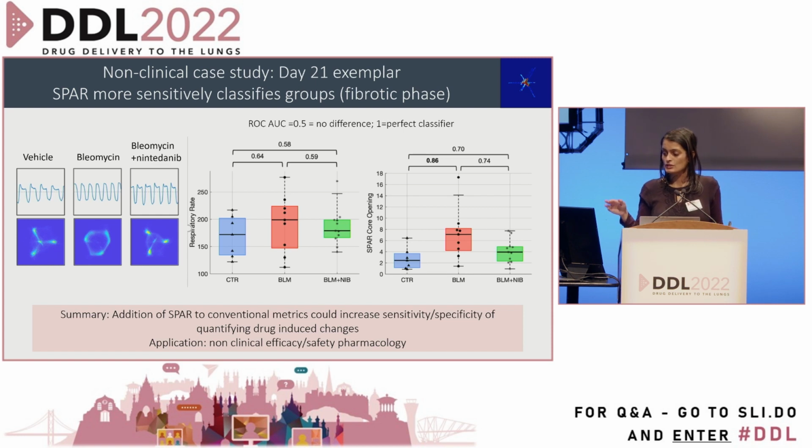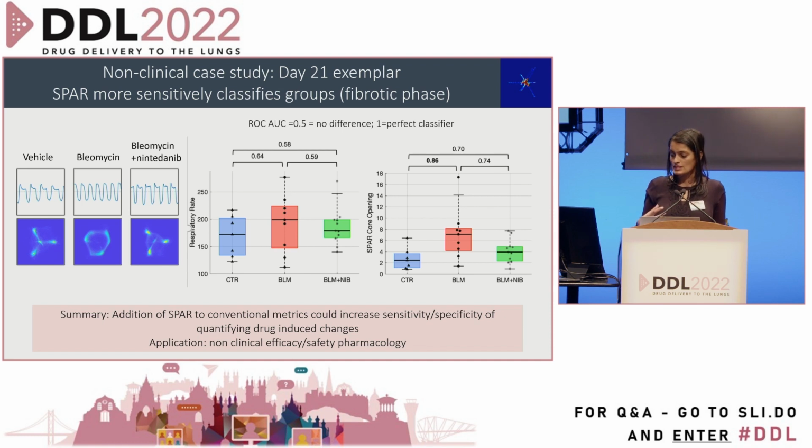And what you can see here is respiratory rate in the graphs on the left, and you can see there are differences, but using ROC-AUC, which is a more granular form of looking at sensitive and specific differences, you can see it's not brilliant at detecting the differences, so respiratory rate is not the best classifier in this situation. If you look at the graph on the right, you can see that the opening of the attractor improves that classification accuracy, not by loads, but it's certainly a lot better. And you can see that the bleomycin is markedly worse than the nintedanib group, and the nintedanib is similar to the control.